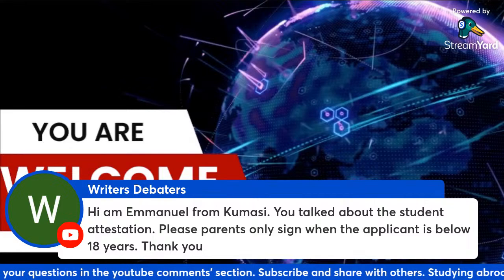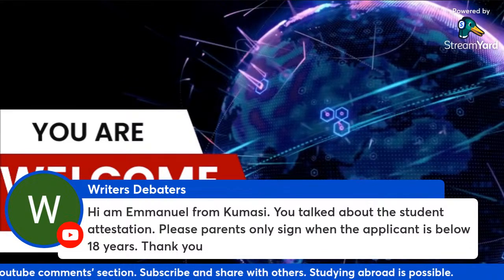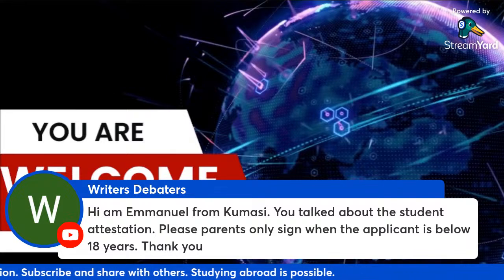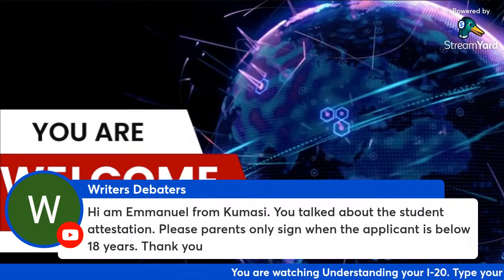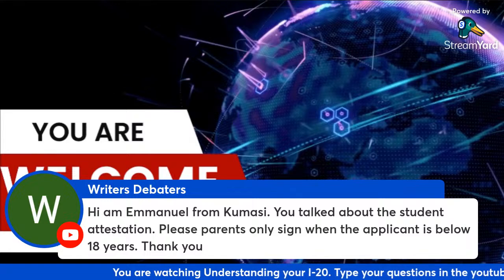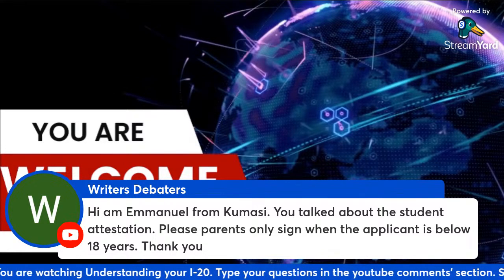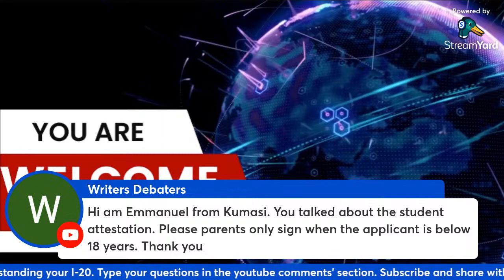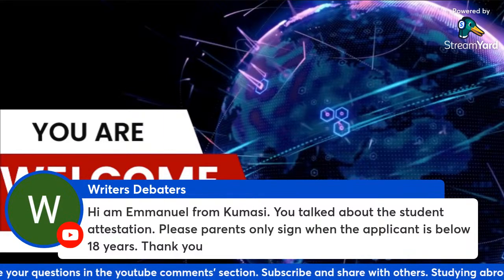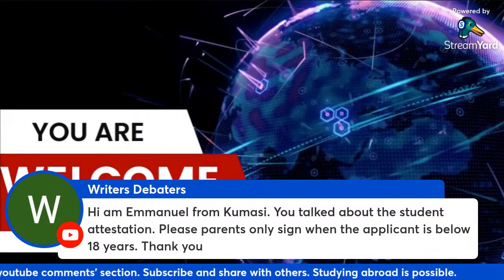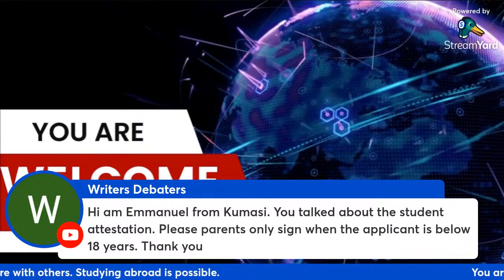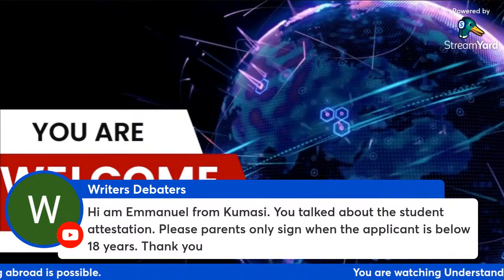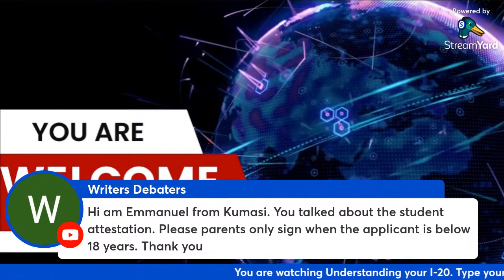It's not only those who are below 18. Even if you are above 18, that section of the I-20 must be signed by your guardian or your parents, the person who is sponsoring your school. Even if you have full funding, the person must still sign, because of the plane tickets or your stay, you still need a few certain things. So there is still an option for the person who provided the bank statement to sign there. And everybody also has a parent, so that parent can also sign there.